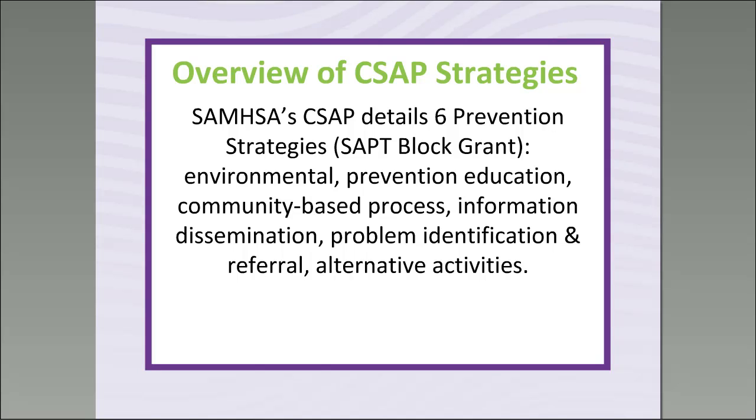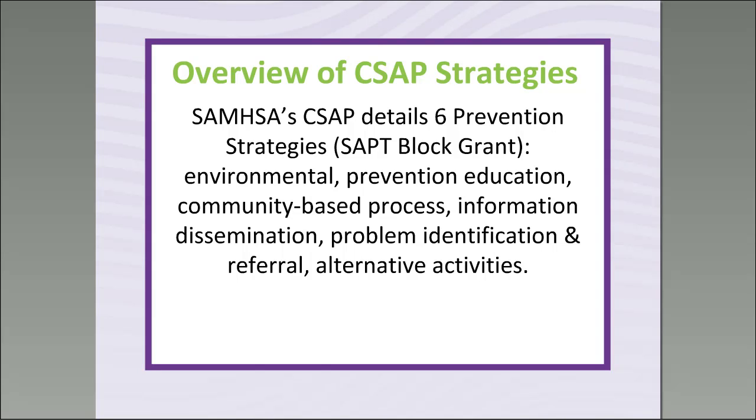The Substance Abuse and Mental Health Service Administration Center for Substance Abuse Prevention, sometimes called SAMHSA-CSAP, details 6 prevention strategies. These prevention strategies are defined and described in the Code of Federal Regulations in March of 1993. The Code of Federal Regulations, called CFR in federal acronym speak, is the codification of the general and permanent rules and regulations, sometimes called administrative law, published in the Federal Register by the executive departments and agencies of the federal government of the United States.